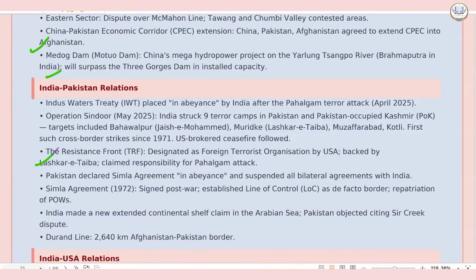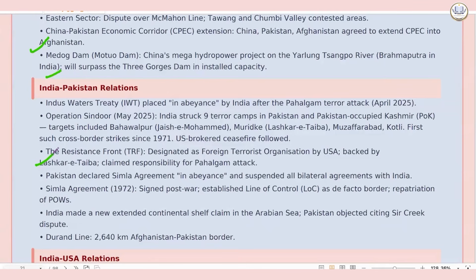The Simla Agreement was signed in 1972 after the 1971 war. It was signed post-war and established the Line of Control as the de facto border. It included repatriation of prisoners of war, 90,000-plus Pakistani soldiers who were brought to their knees. This was done under the leadership of two great leaders: General, Field Marshal Sam Manekshaw, and Mrs. Indira Gandhi.